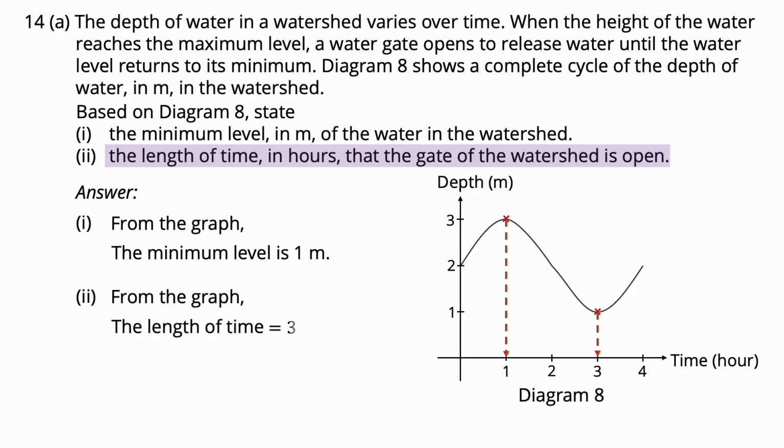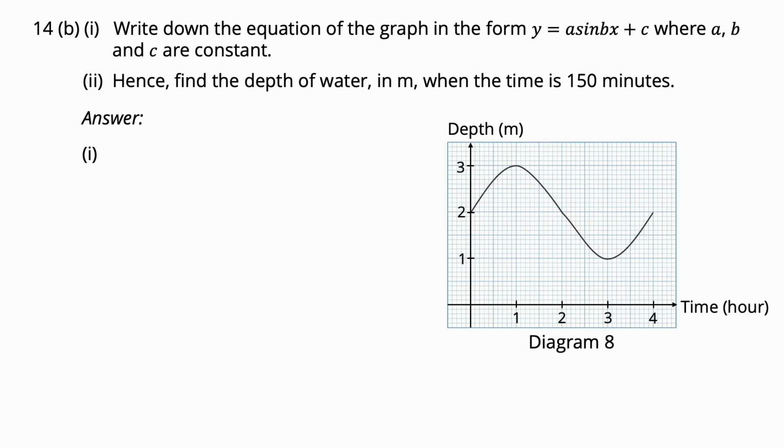The length of time is 3 minus 1. Therefore, the gate is open for 2 hours. B. 1. Write down the equation of the graph, in the form y equals a sine bx plus c, where a, b and c are constants.